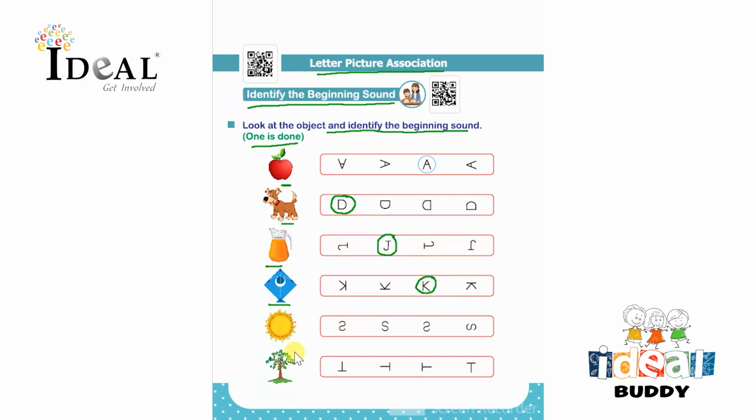After that, the another object is sun, that is s, sounds s. After that, the last object is tree, the beginning sound is t, so here it is t, sounds t.